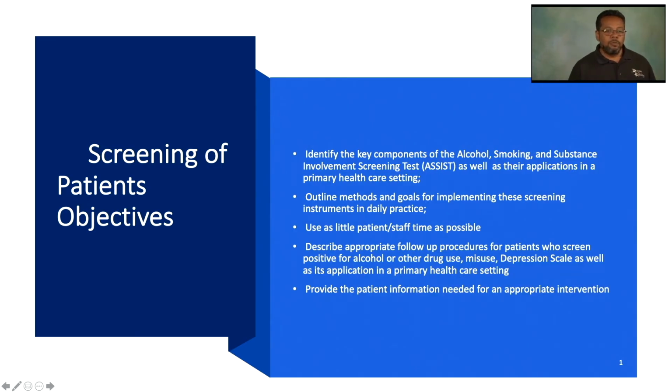So a couple of objectives we're going to look at today is that we're going to identify the key components of the Alcohol, Smoking, and Substance Involvement Screening Test, which is called the ASSIST, as well as their applications in a primary healthcare setting. Again, like you'll see as we go through, it can be done within a primary healthcare setting as well as other community settings.